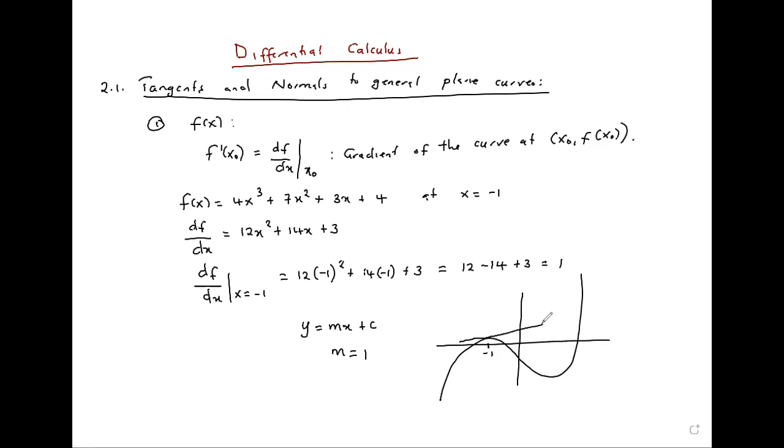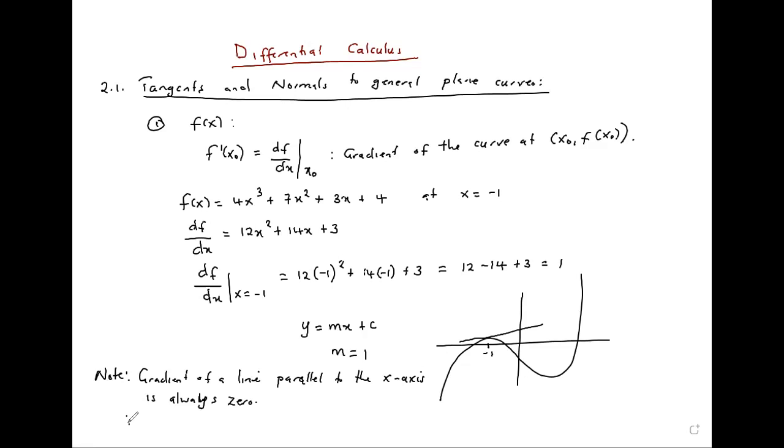Okay. So one thing you must know also is that the gradient of a line parallel to the x-axis is always 0. Because the gradient of the x-axis is 0. And so the gradient of the line that is parallel to the x-axis is 0. So that the gradient of two lines that are parallel to each other will be equal.